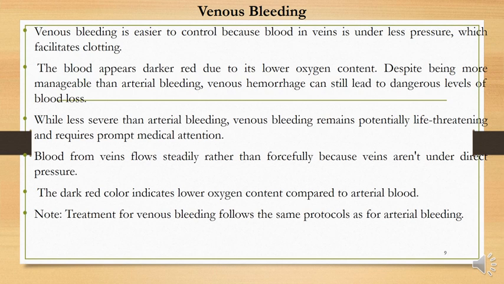Blood from veins flows steadily rather than forcefully because veins aren't under direct pressure. The dark red indicates lower oxygen content compared with arterial blood. So the difference between venous blood and arterial blood is the presence of oxygen. One is darker due to the absence of oxygen, while the other, due to the abundance of oxygen in arterial blood, is brighter in color. Arterial blood is bright red.